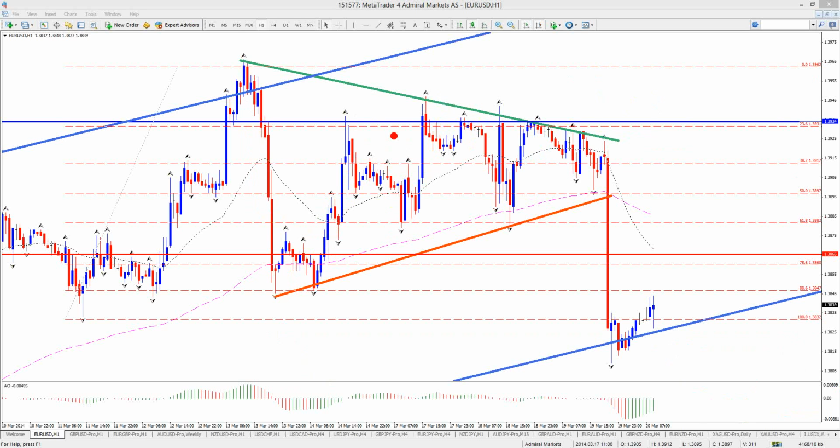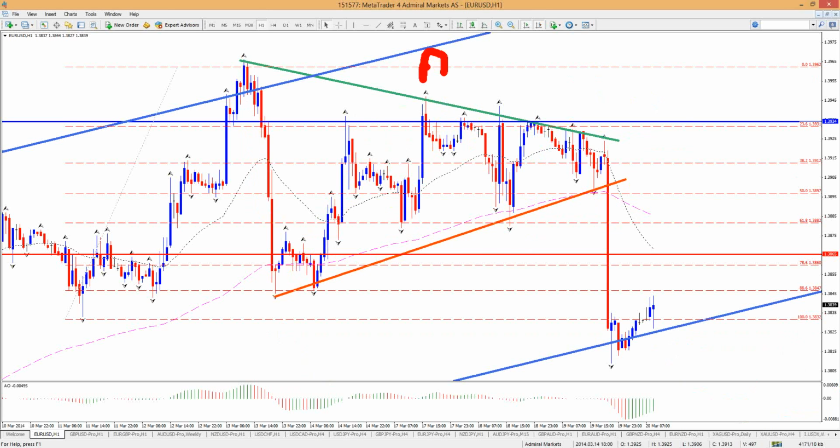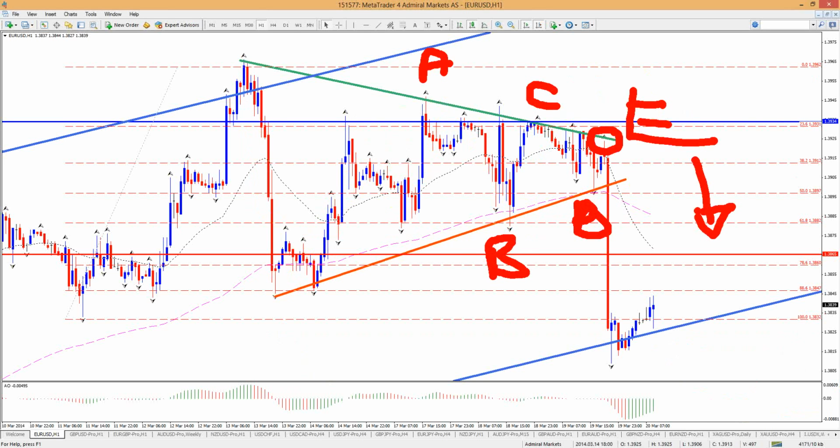Let me take a look, because this looks more like a triangle to me, but it's never ever 100% clear, is it? But this does look more like A, B, C, D, E. And that was a turn for E, for downside.